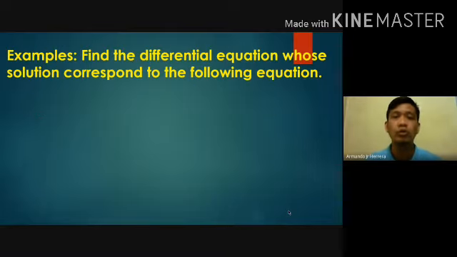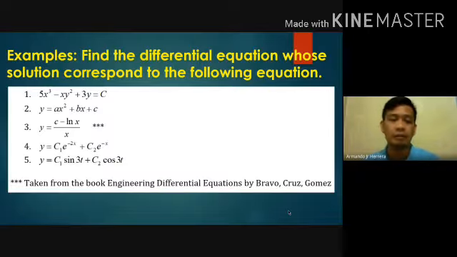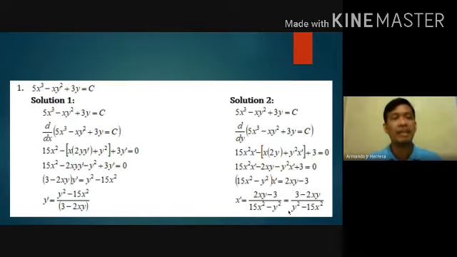So let us try to solve these problems taken from the book Engineering Differential Equations by Engineer Bravo, Cruz, and Gomez ng RTU. So illustrate natin siya isa-isa. So let us solve number 1. Given that 5x cubed minus xy squared plus 3y is equal to c. So I have there two solutions, so ikaw na lang ang bahalang mag-choose kung saan ka mas comfortable.